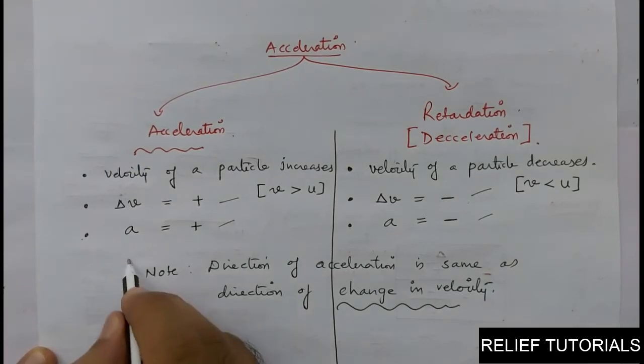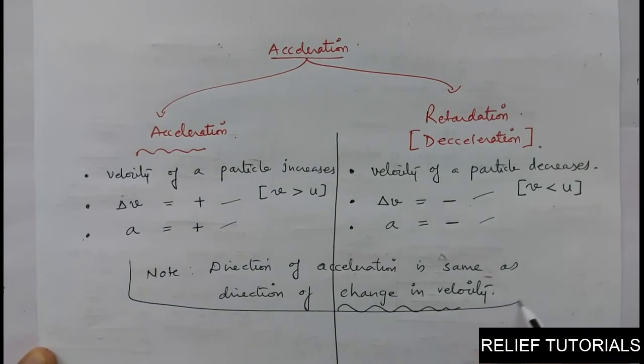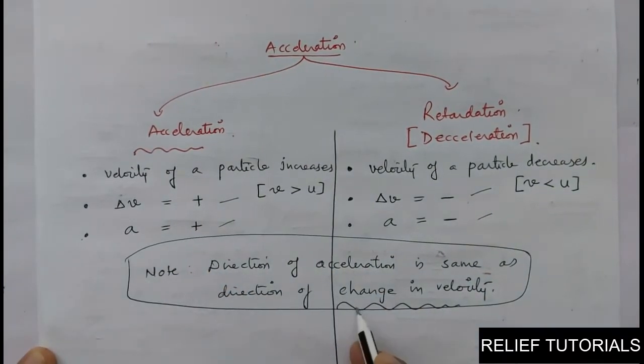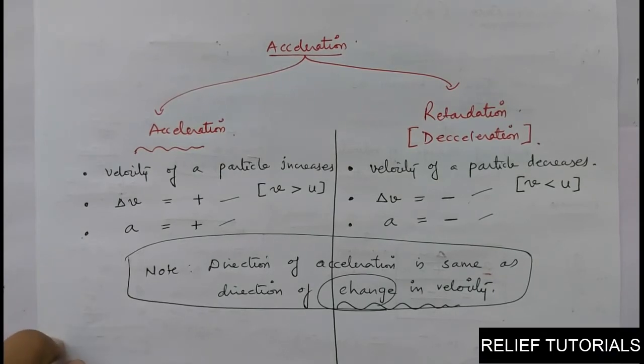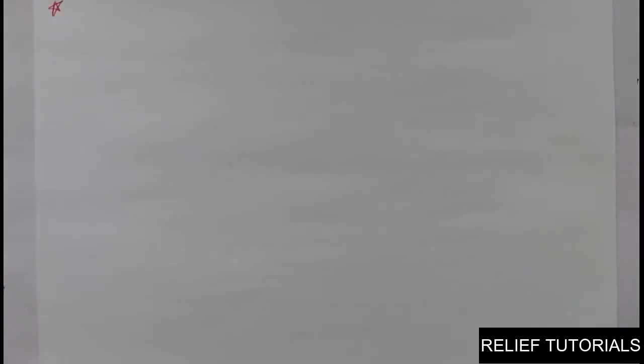Note, we have seen the direction of acceleration is always along the direction of change in velocity, not only velocity, change in velocity. One more small thing to understand and then we will see the numericals.